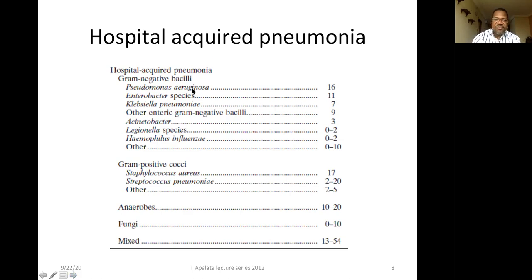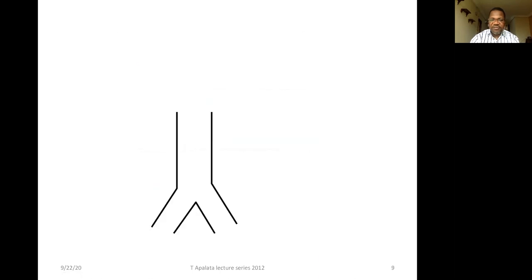Among the gram-negatives, we have Pseudomonas aeruginosa, Enterobacter species, Klebsiella pneumoniae, Acinetobacter, and other pathogens that we can see. And among gram-positives, we have mainly Staphylococcus aureus, but we can also have Streptococcus pneumoniae. We have anaerobes, we have fungi like Candida, and sometimes we have patients who develop mixed infection.